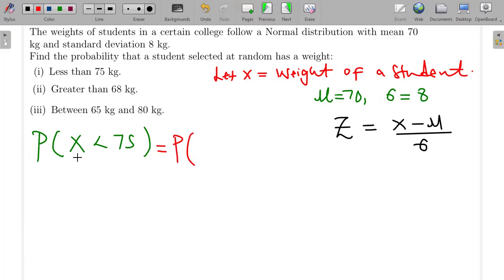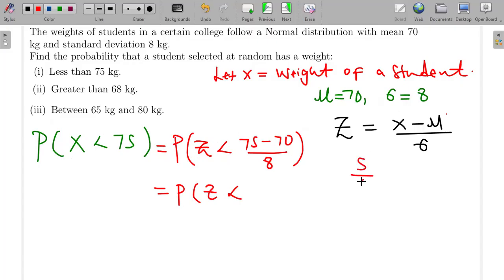So let's standardize. When I standardize this x, I'll just subtract the mean and then divide by the standard deviation, and that will give me the z. Then from this 75, I do the same. I subtract the mean, which is 70, and I divide by the standard deviation, which is 8. So this probability will be that z is less than, on top, 5 divided by 8. What is 5 divided by 8? It's going to give me 0.625.